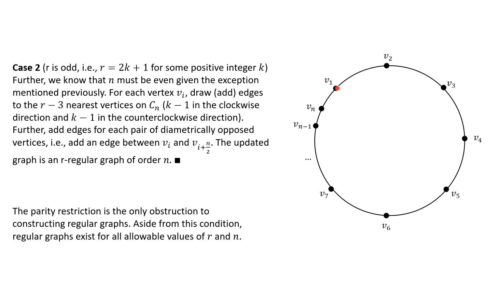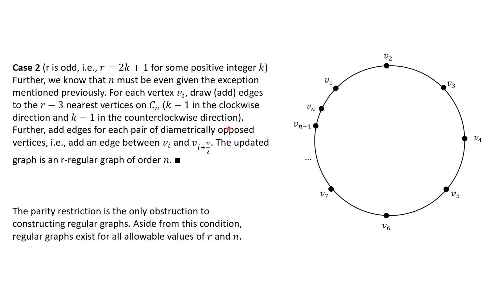Let's just look at V1 here. We draw k minus 1 in the clockwise direction, and then k minus 1 more edges in the counterclockwise direction. And then we still need to add one more, and that would be to the diametrically opposed vertex, for example, from V1, so to V5. And that would give us a total of 2k plus 1 edges if we add in the 2 that are already there from our C sub n.